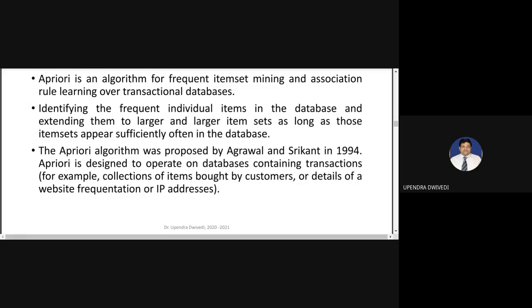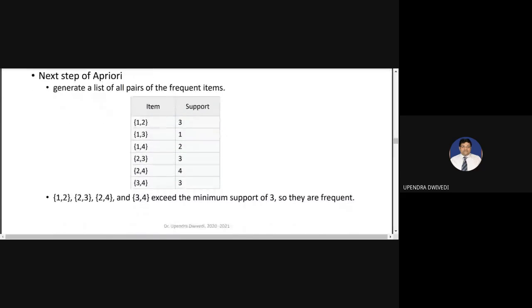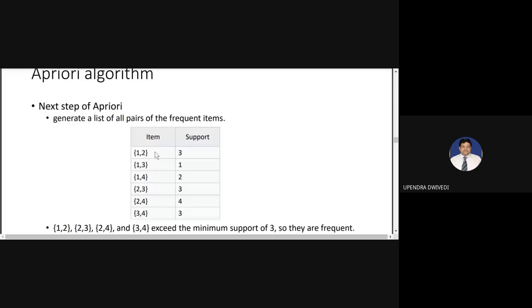We have performed this operation for one item. Now we'll perform this operation for two items at a time. So the next step of Apriori: we'll take the items two at a time. Suppose we have taken the item 1 comma 2.